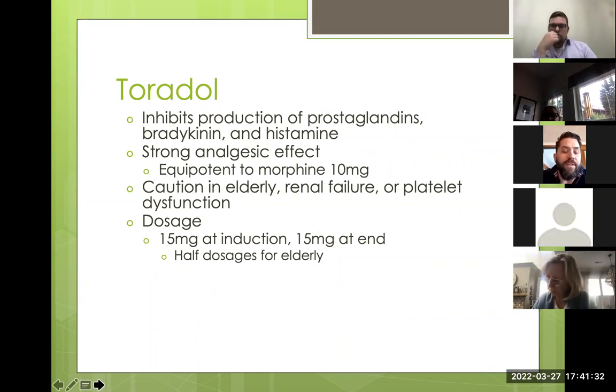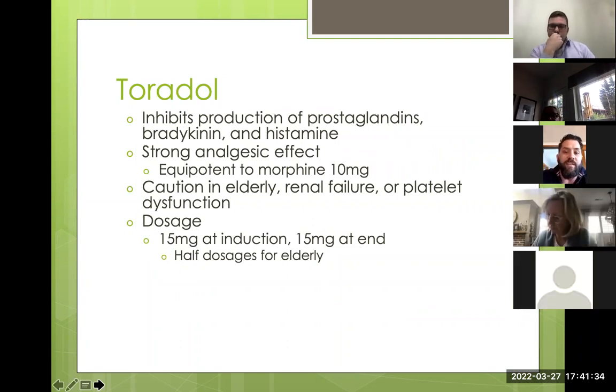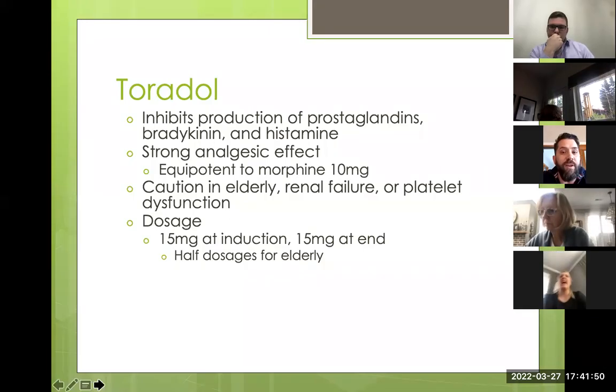For me, I give 15 milligrams at induction, and then I'll give the other 15 milligrams at the end. There's studies out there that support that 15 milligrams is as effective as 30 milligrams. It's just the duration of action isn't going to be as long. For my elderly, I'll give 7.5 milligrams at induction, and then 7.5 milligrams at the end of the case.